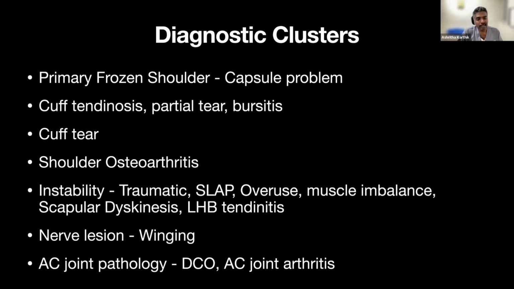Then there are nerve lesions. As we normally know, all the nerves around the shoulder can get involved. You can have a deltoid palsy, you can have a long thoracic nerve palsy, you can have an accessory nerve palsy. These are also things which can be very subtle and you can easily miss them if you don't look for them. And then you have the AC joint pathology. You can have distal clavicular osteolysis or AC joint arthritis. So these are the basic diagnostic clusters under which I would like to group the patient.